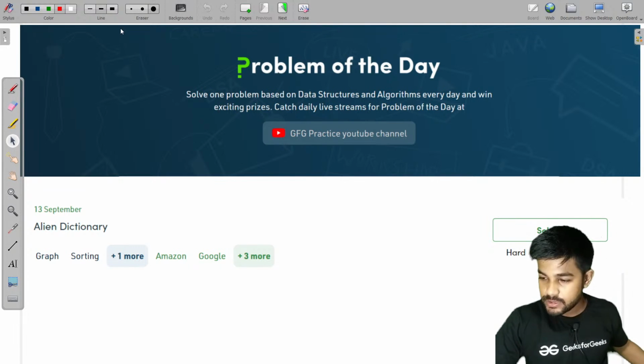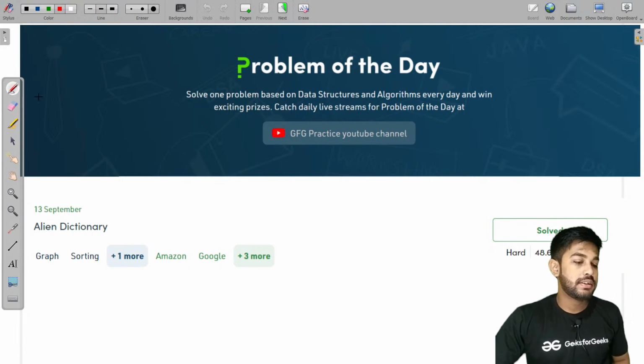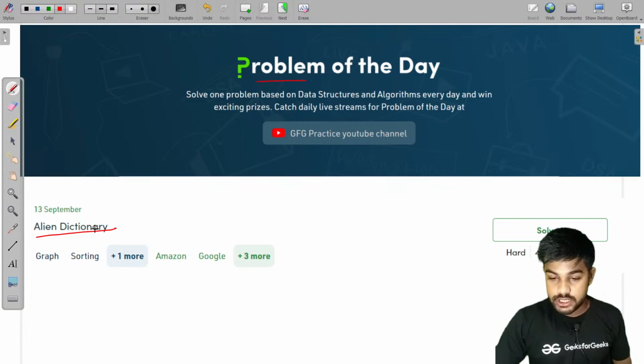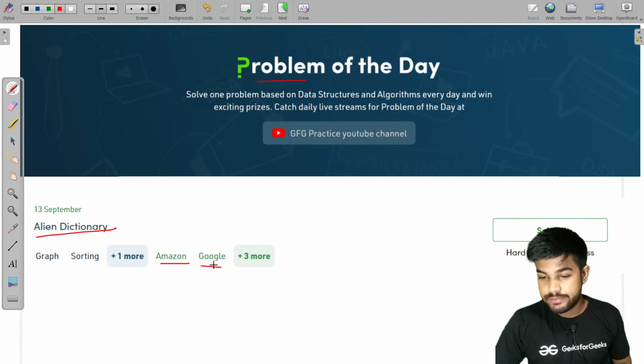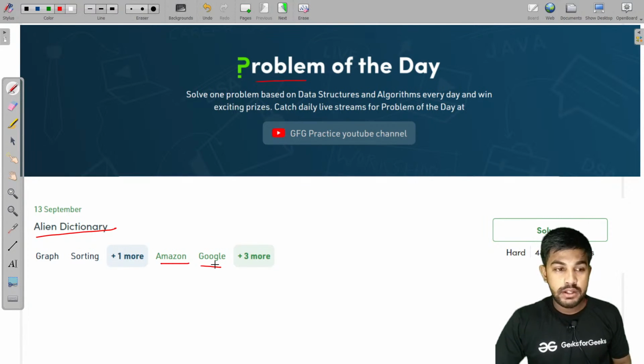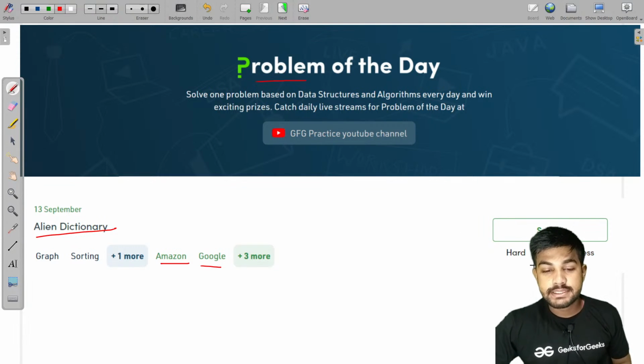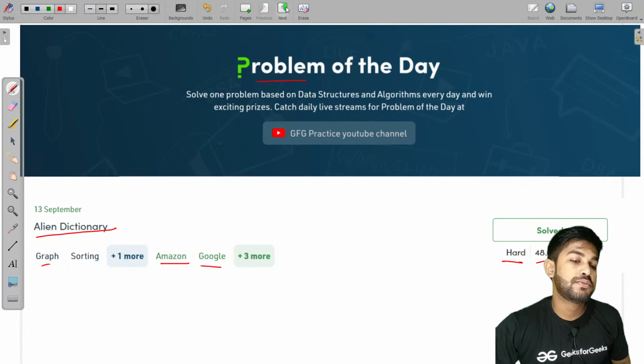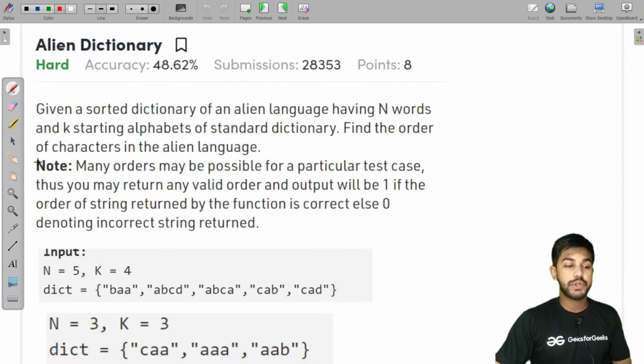Okay. So today we would be discussing yesterday's problem, alien dictionary. This problem came in Amazon, Google, and three more good companies. It is very important, the success percentage is around 49%, and it is a hard level problem. So now let us move forward. Let us start with the question.